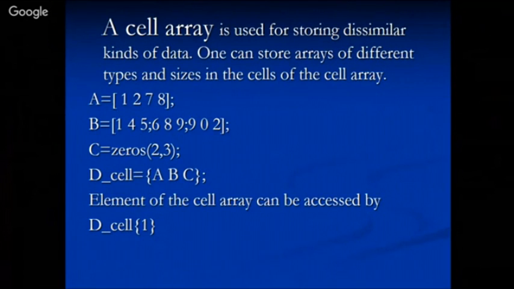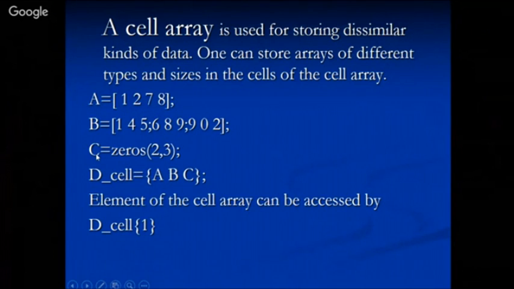So what is a cell? You have already seen int, double and all. Cell is used for storing dissimilar kinds of data types. One can store arrays of different types and sizes. So here you can see A is [1 2 7 8]. It is an array which contains 1, 2, 7 and 8. And B, if you see, is a matrix. It is a 3 by 3 matrix with 1, 4, 5, 6, 8 and so on. These are the elements of the matrix.